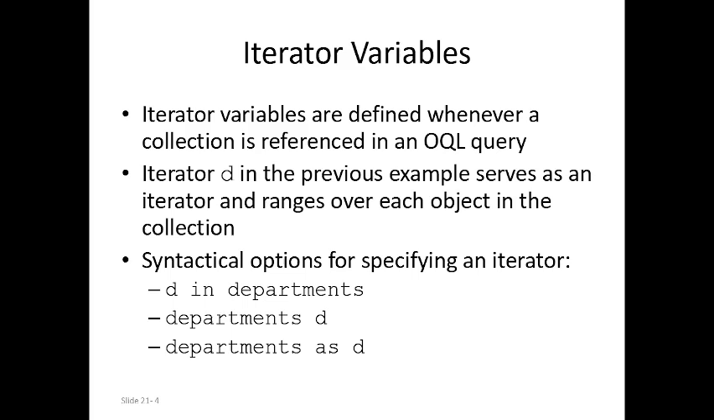Hence, the type of the result for this previous query is bag of string, because the type of each D.name value is string, even though the actual result is a set, because name is a key attribute. So the different syntactical options for specifying an attribute iterator are D in departments, or departments D, or departments as D. All these are possible syntax.